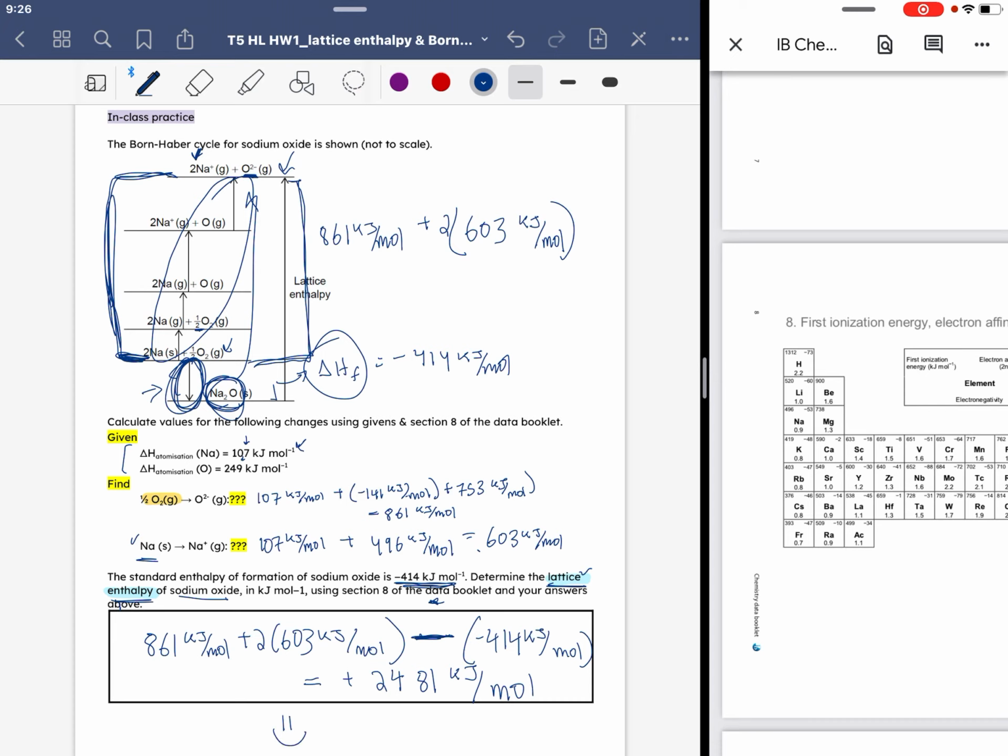And now we should feel happy because we understand how to do a Born-Haber cycle for sodium oxide. Questions, thoughts, concerns, comments, ideas, anything you want to say, send me an email, add it to the homework document, and enjoy. It's kind of fun at the end, right? It all just came together.